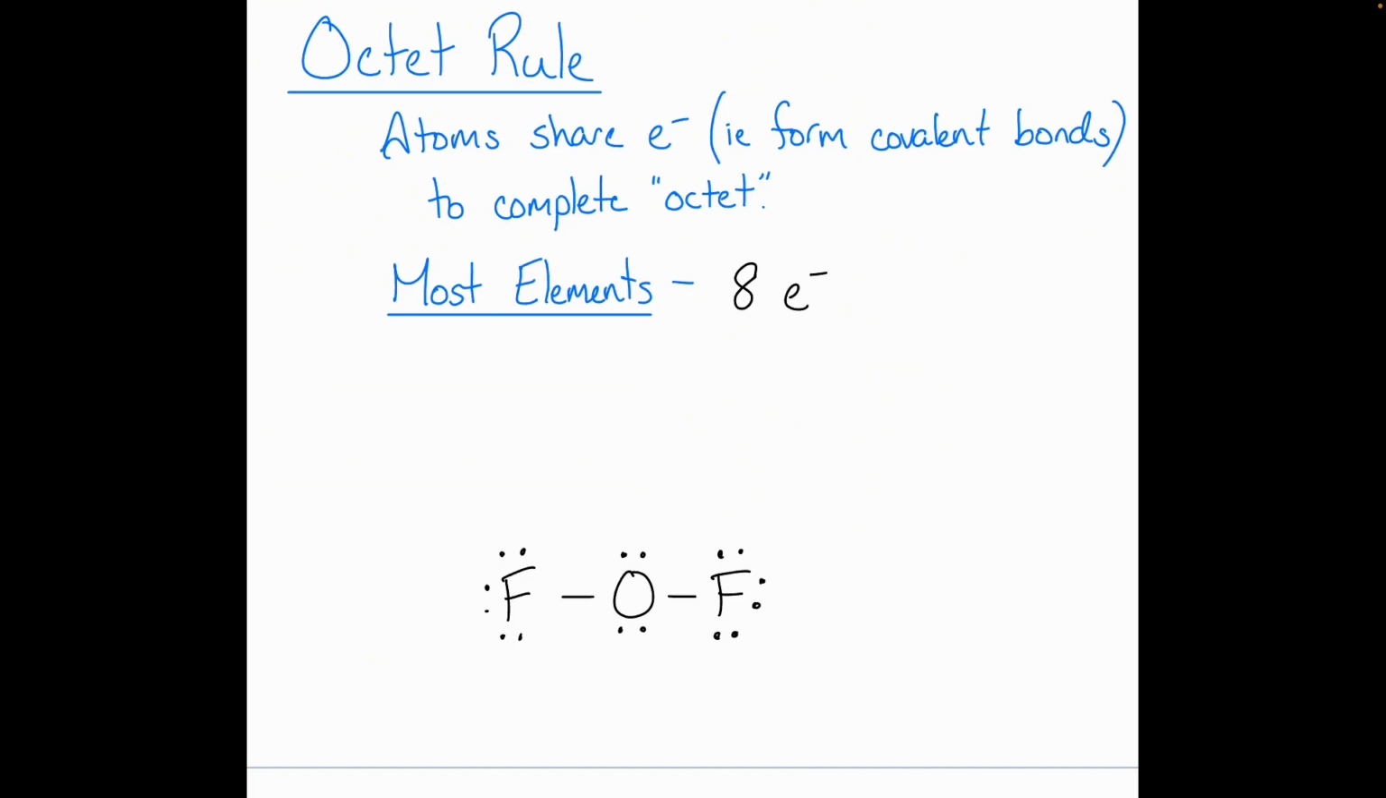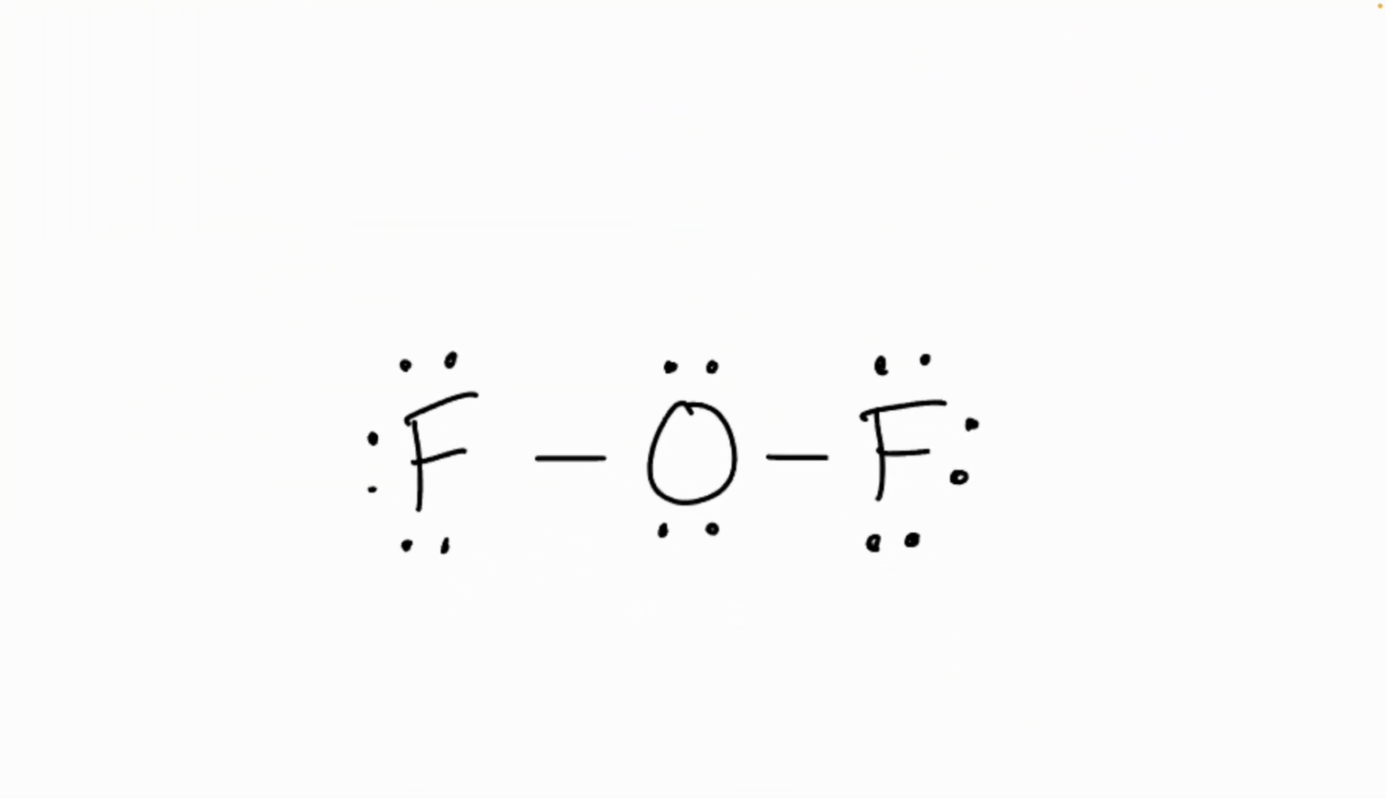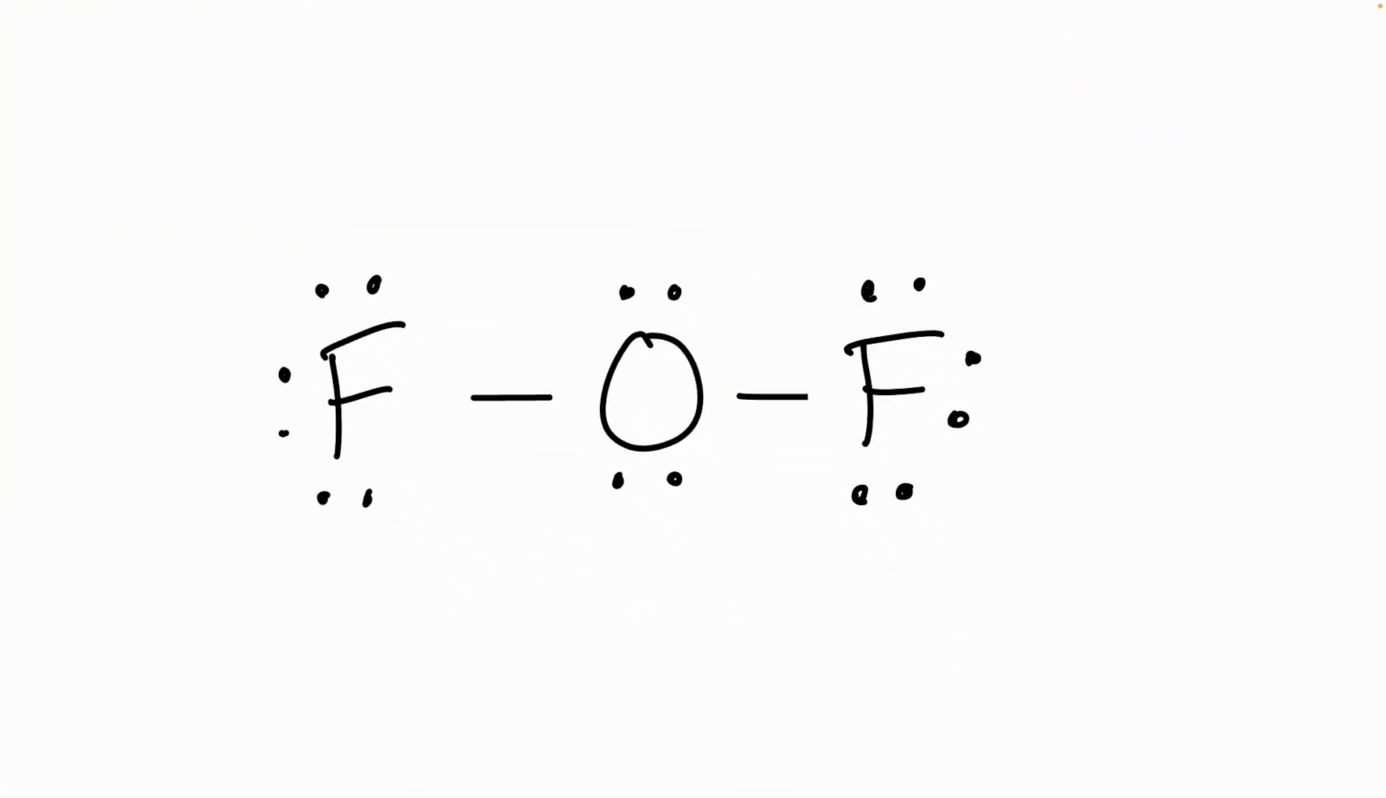The reason that oxygen is willing to form this covalent bond with fluorine, and fluorine's willing to form this covalent bond with oxygen, is that both of them are trying to complete their octet. All right, so that's why elements will engage in bonding to begin with: they want that complete octet. So when we look at our Lewis structure here, one of the ways that we're going to know that this is correct is that each element is quote-unquote happy, meaning each element has a complete octet.